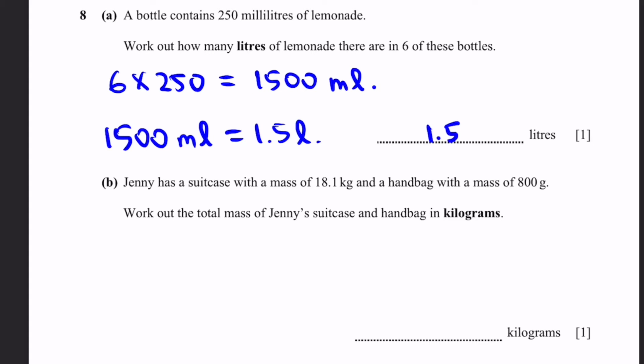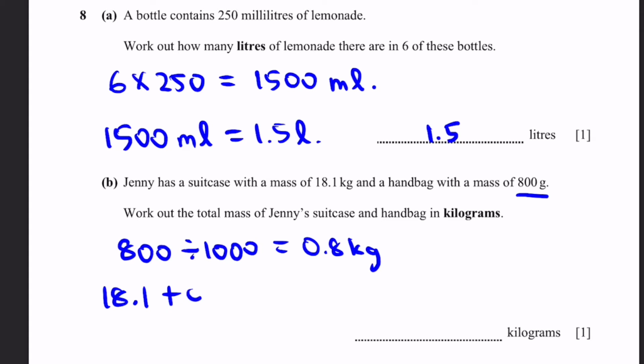That's the answer. B. Jenny has a suitcase with a mass of 18.1 kg and a handbag with a mass of 800 grams. Work out the total mass of Jenny's suitcase and handbag in kilograms. To do this, we first convert 800 grams into kilograms. So that'll be 800 divided by 1000, which is equal to 0.8 kilograms. So let's add that with 18.1. That'll be 18.9 kilograms. That's the answer.